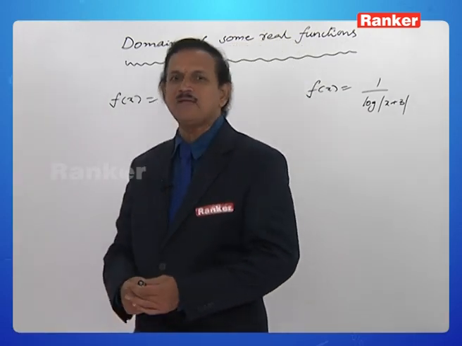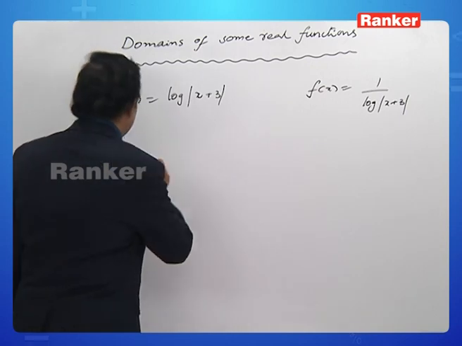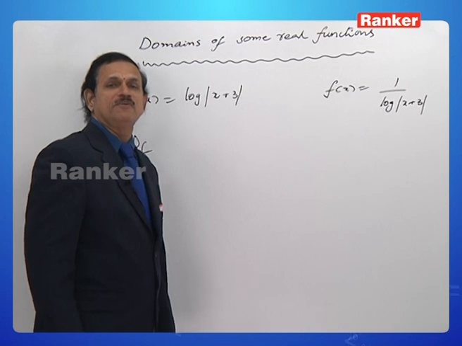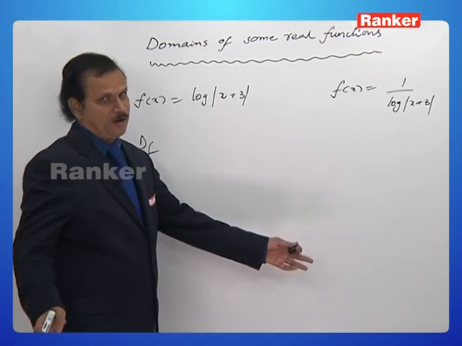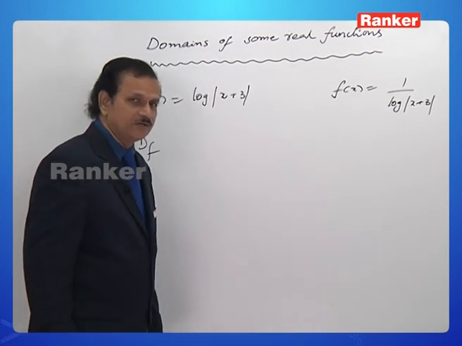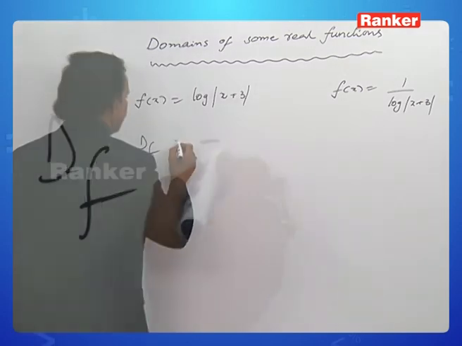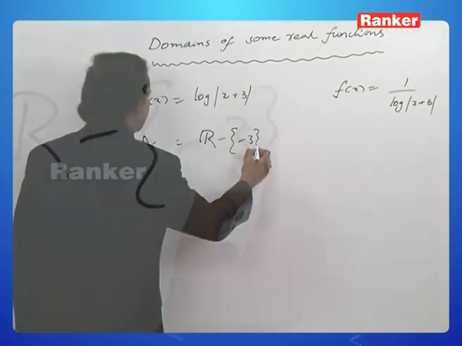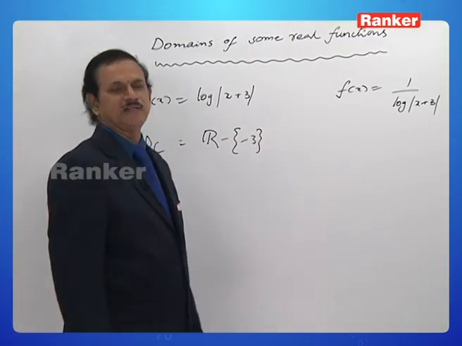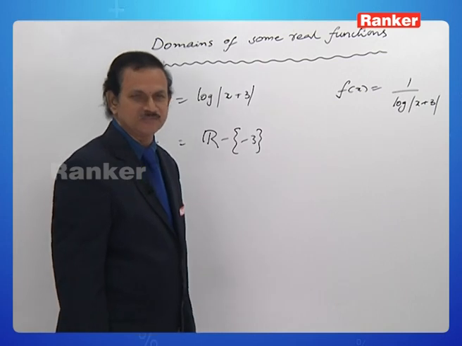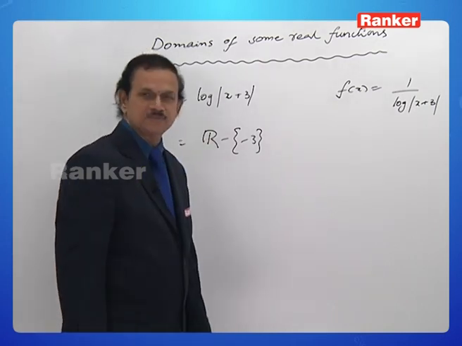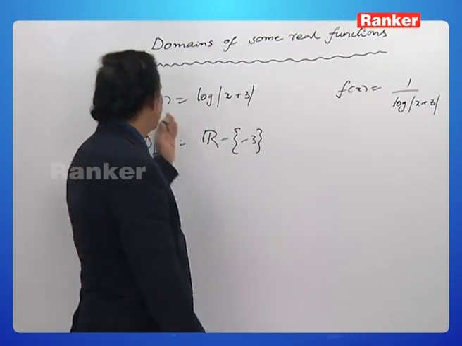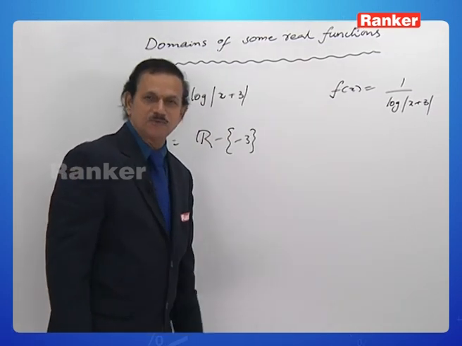Therefore, the only precaution here for the domain of f is that mod x plus 3 should not be 0. That is, x plus 3 not 0, that is, x is not equal to minus 3. Hence, the domain of f is all the real numbers except minus 3. That's the domain of this. Except minus 3, for any other real number, you will be able to have f of x, no doubt.